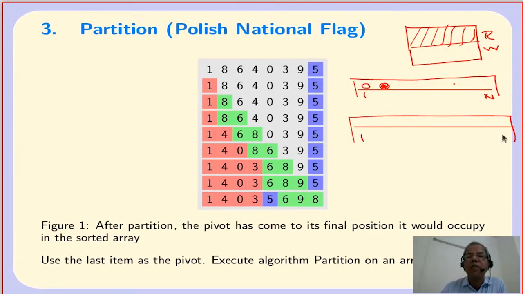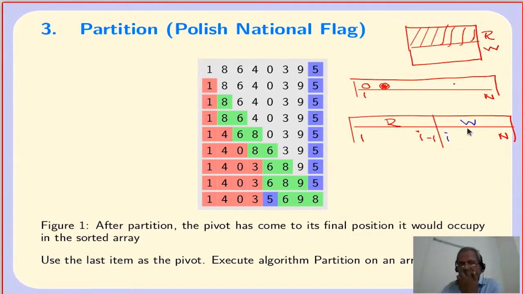This is 1, this is n. Let's say 1 to i minus 1 is all red, and i to n is all white. I hope the problem is clear. Basically, suppose there is an array of zeros and ones, or positive numbers and negative numbers.